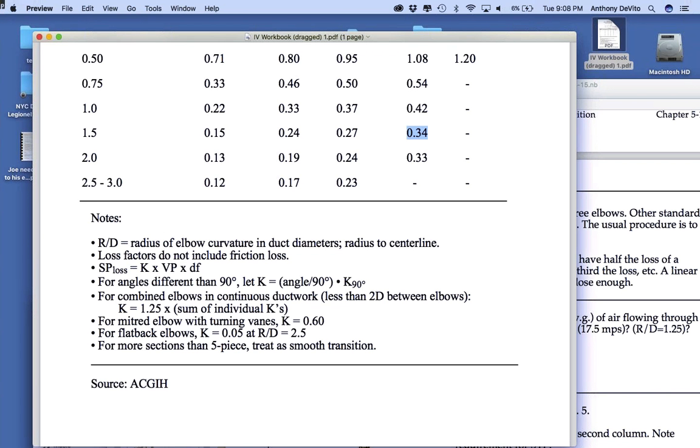Extrapolate, or interpolate between the two closest numbers. It's 0.33. Yeah. Remember, these charts are not always going to have exactly what you need, so you're going to have to kind of work with them. These are problems we're going to be working on here.